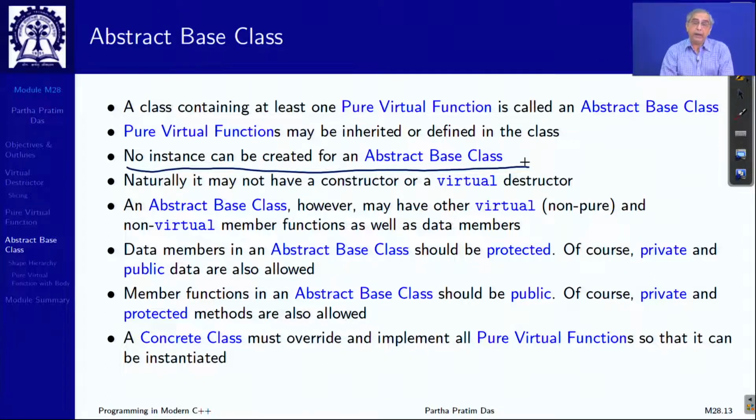But when a concrete class is derived from this, it will have to override and implement all pure virtual functions. If the abstract base class has two pure virtual functions, and a concrete class derives from it and overrides and implements only one but does not do the other, then that class also contains one pure virtual function, and therefore that class also will remain an abstract base class. Right? So, that is the whole idea.